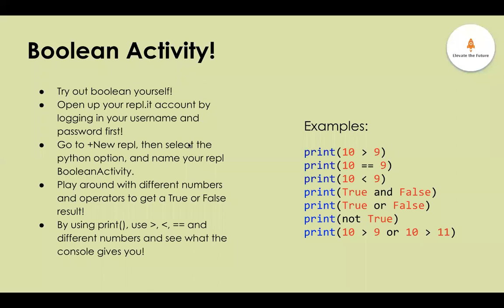So here we have some breakout activities. This is a Boolean activity. This is more of an exploration. You just try out some different operators to see if you can get true or false. You want to use greater than, less than, equals to. Here's an example. You want to check if 10 is greater than 9. That's true. So if you print it out, it should output true. You can go ahead and try this for yourself.